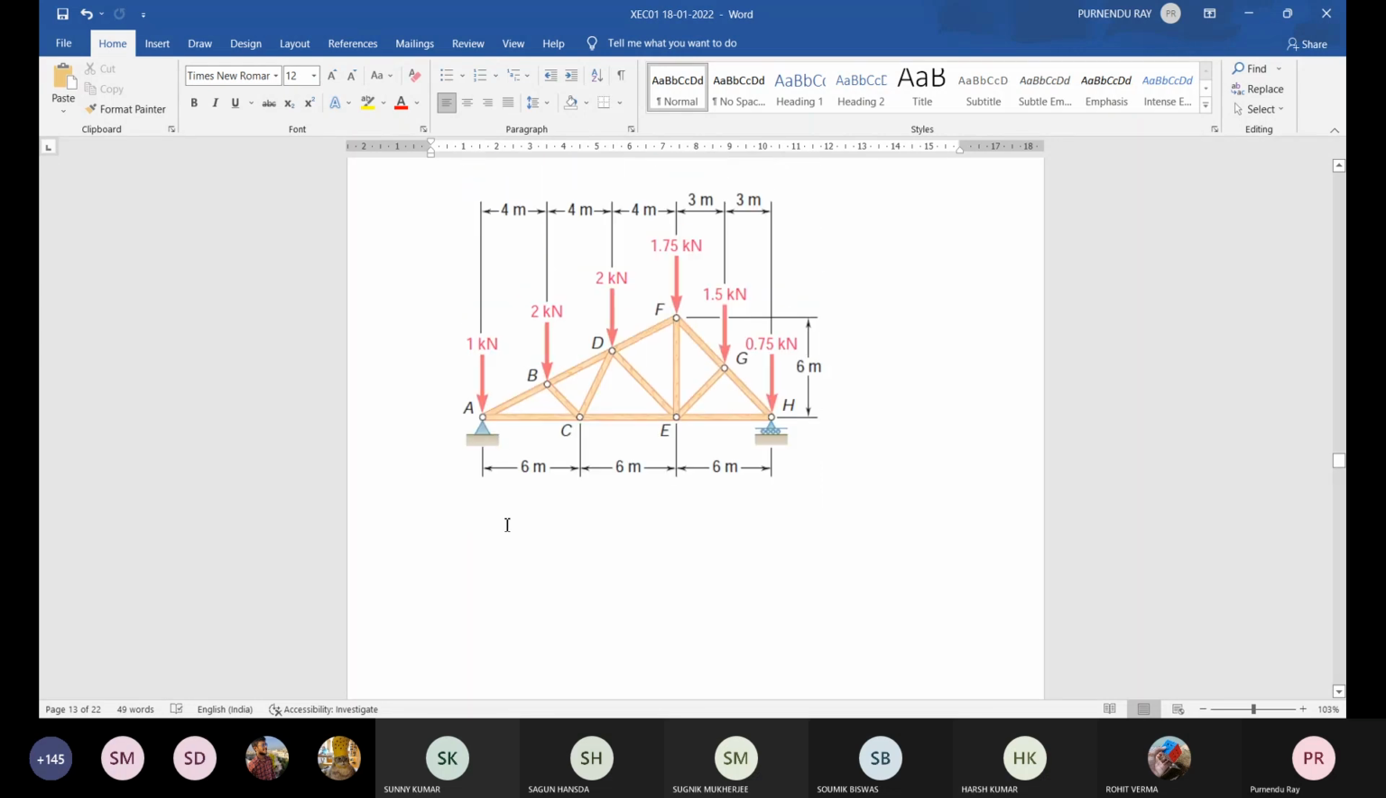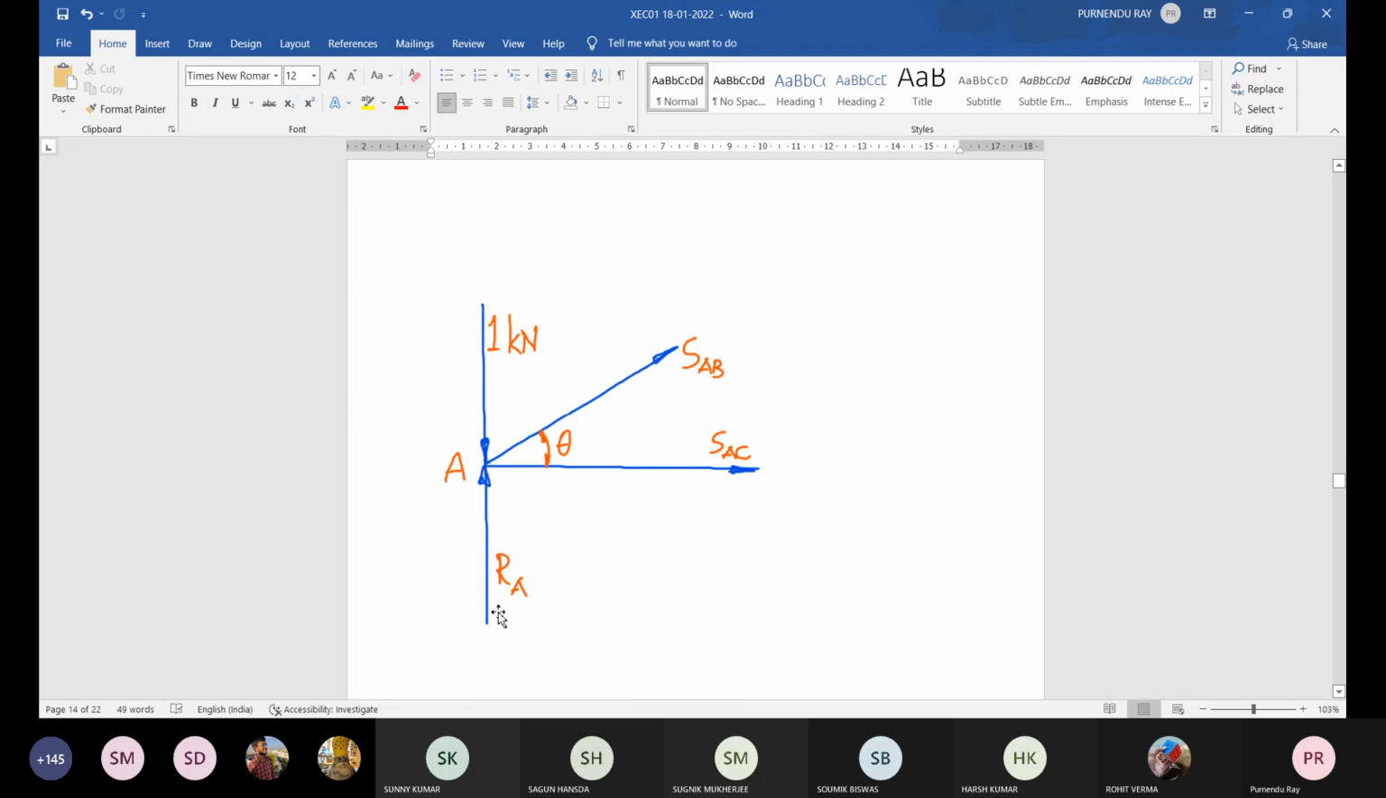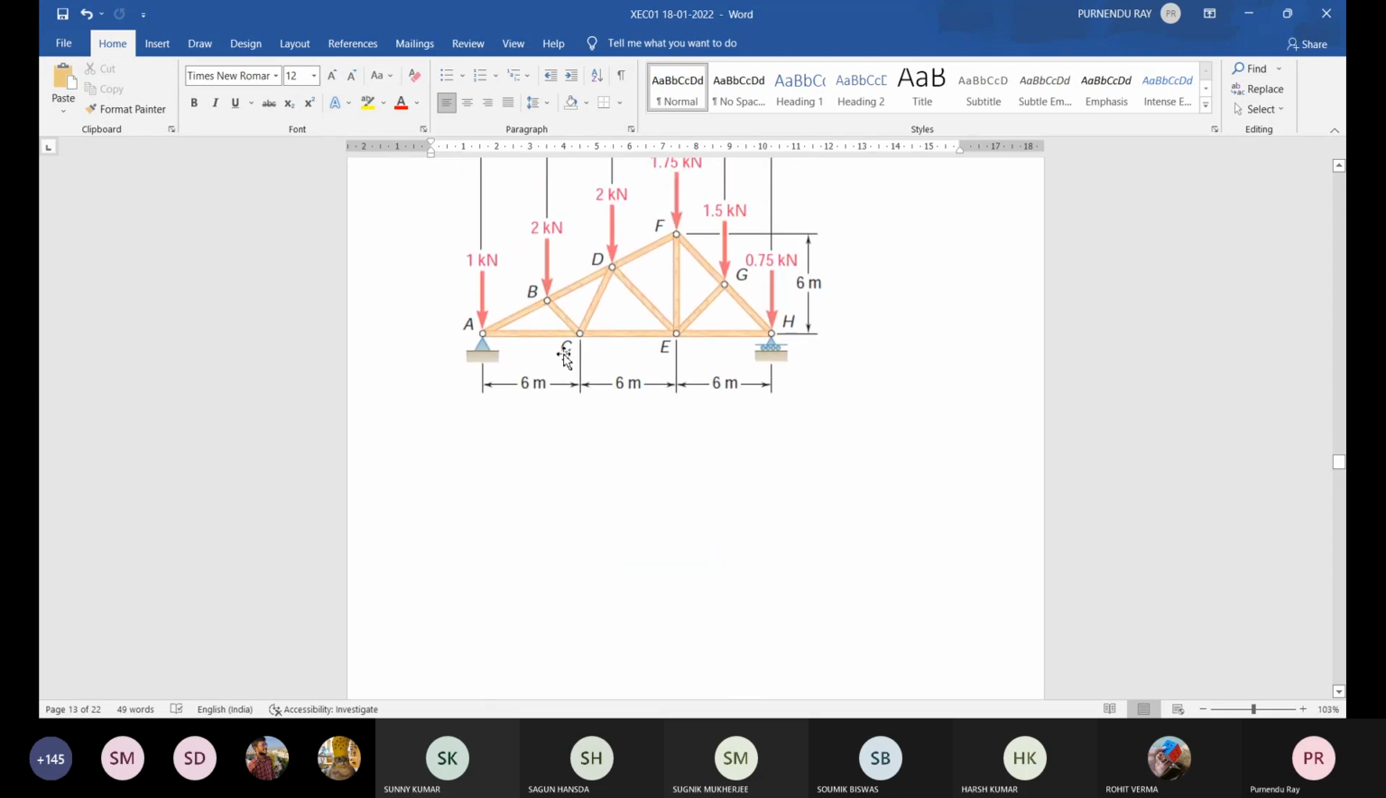Suppose we talk about the joint A. Here is the reaction RA. This is the applied load, 1 kilonewton. Assuming member forces are tensile, naturally the forces offered by the member on the joint will be trying to pull the joint in this direction. So we give this type of nomenclature, S for the member force. Subscript AC means the force in the member AC, and here it will be force SAB.